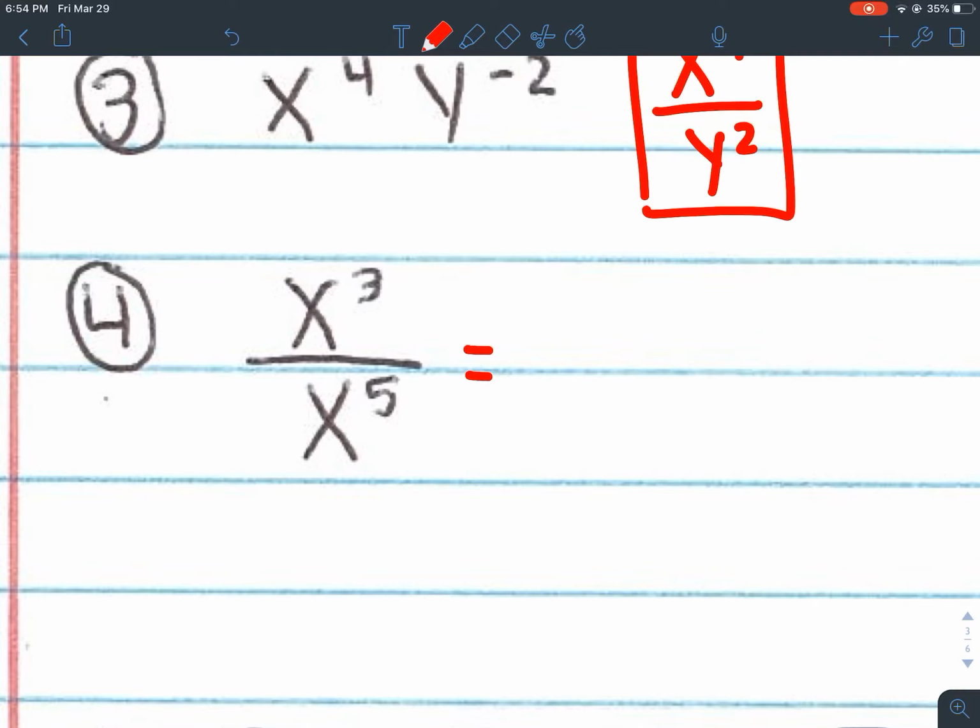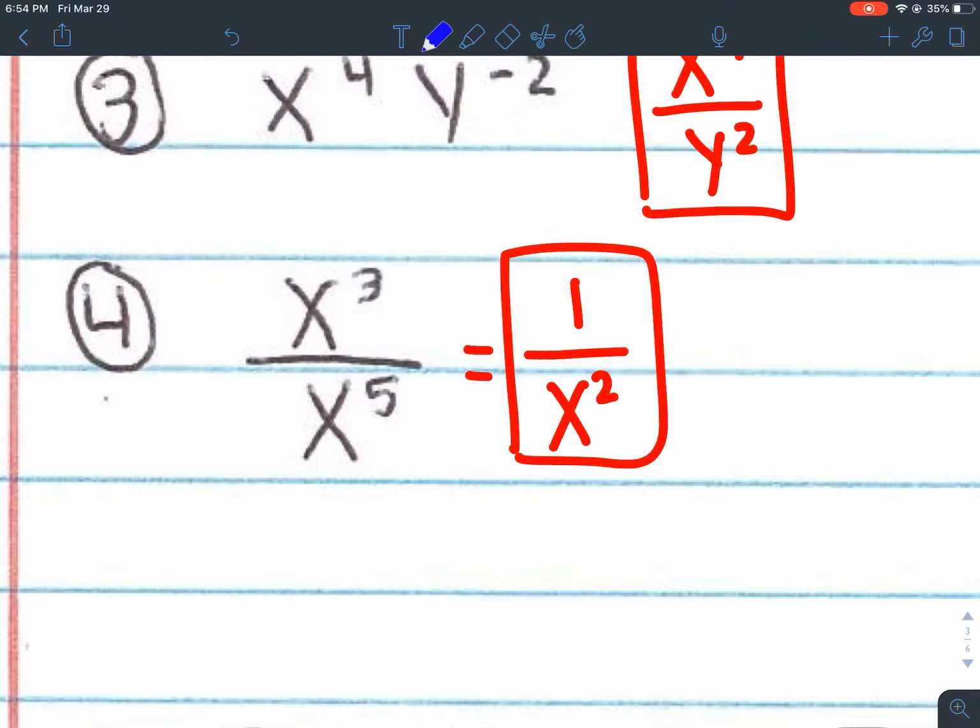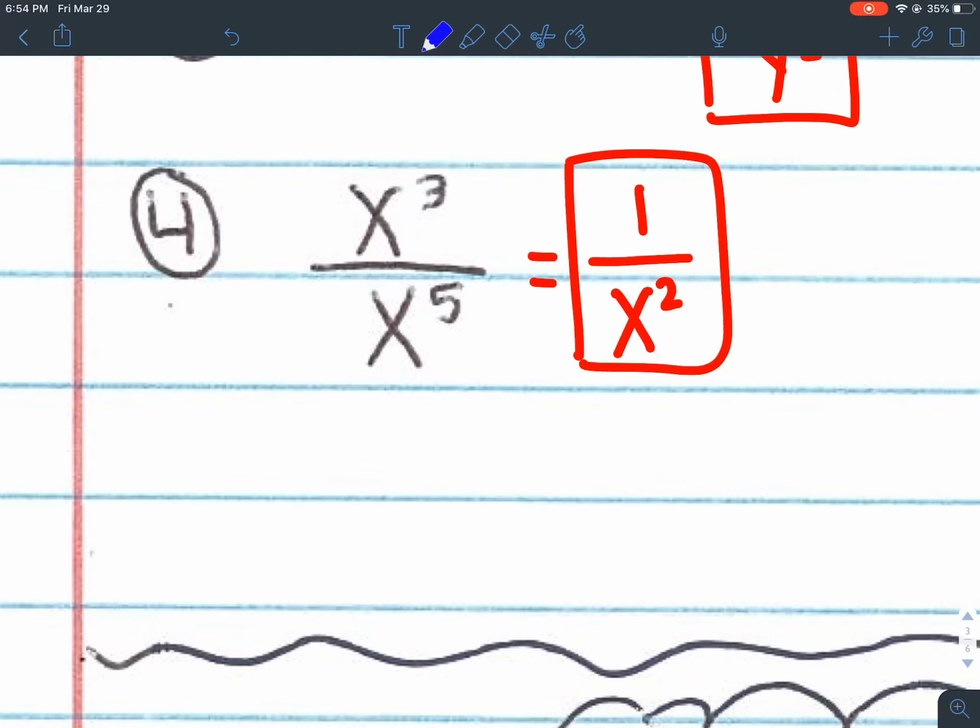When you write them all out and expand it and you cross everything out, how many x's are left? There's 2 left and they're in the bottom. So that leaves you with a 1 on top. So this is actually the easy way to do it. If you want to use the quotient law, you can.